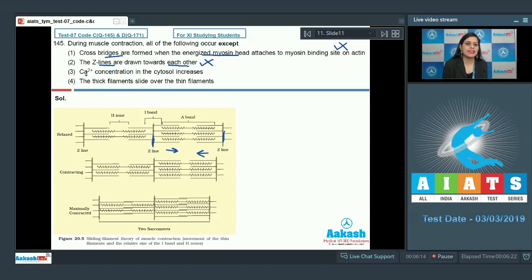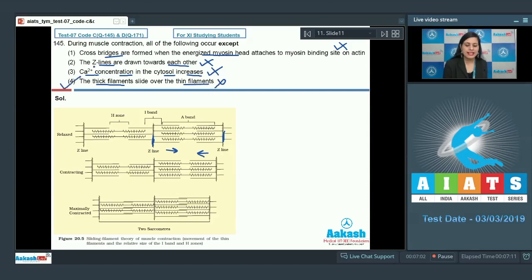The next statement is calcium concentration in the cytosol increases, and as it is also a correct statement, this cannot be the answer, because calcium plays a very important role in muscle contraction. As the concentration of calcium increases in cytosol, this calcium binds to the subunit of troponin, thereby leading to configuration changes in troponin and tropomyosin, and thereby forming a cross bridge between myosin head and the myosin binding site on actin filament.